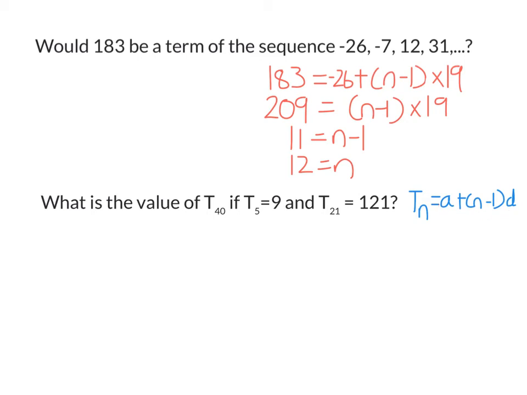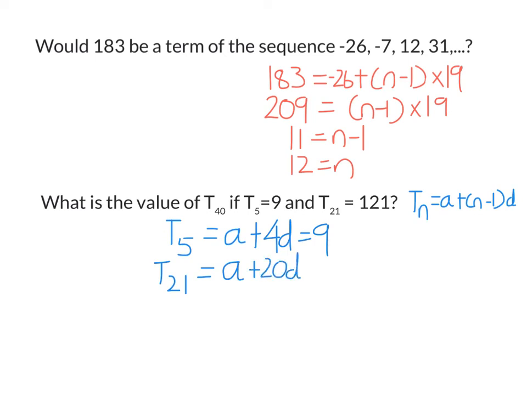So what I'm going to do is use this formula twice, actually, to first find a and d. So I know T5 is equal to 9. So T5 of any arithmetic sequence is equal to a plus (n minus 1)d. So n is 5, n minus 1 is 4, a plus 4d. And I'm told that equals 9. We're also told T21; well, of any arithmetic sequence, T21 is a plus (21 minus 1)d, a plus 20d, is equal to 121.